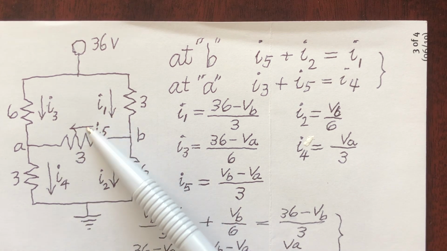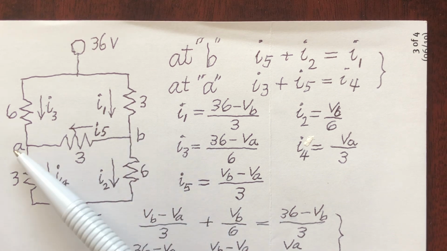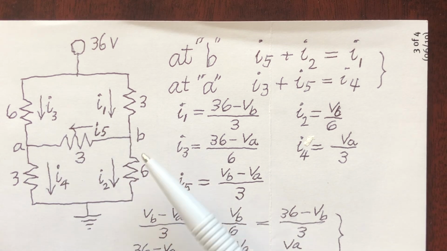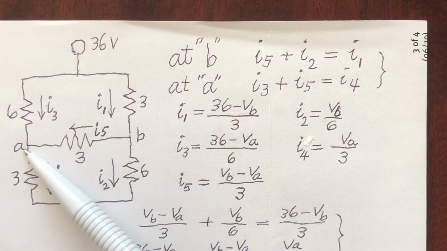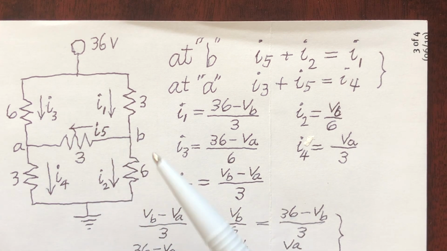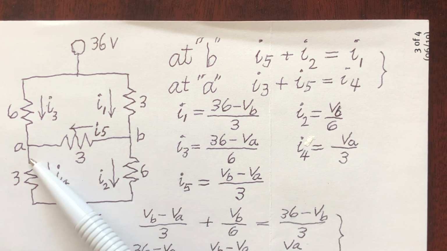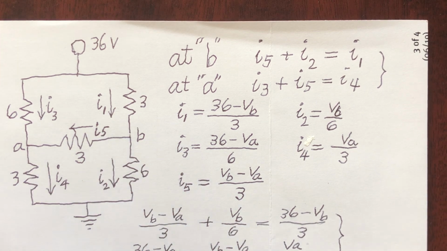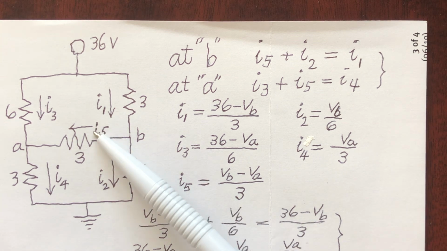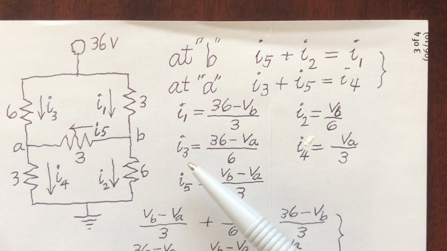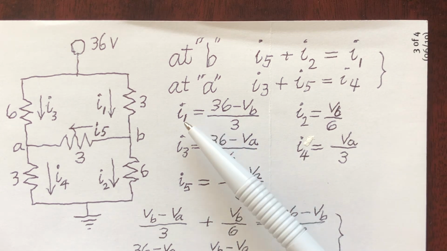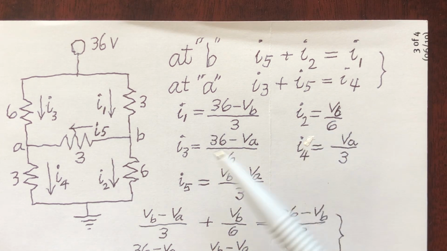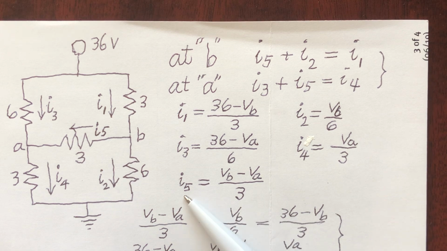We draw the I5 from VB to VA. So we assume VB is larger than VA. If it comes out VB is less than VA, then it's just the opposite direction. So it doesn't matter. So I5 is this. So I have I1, I2, I3, I4, and I5.